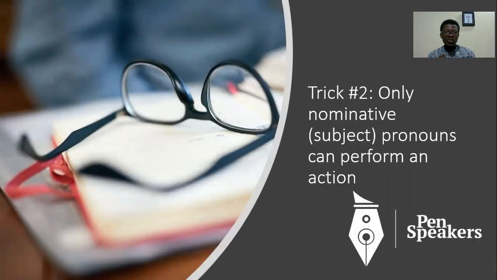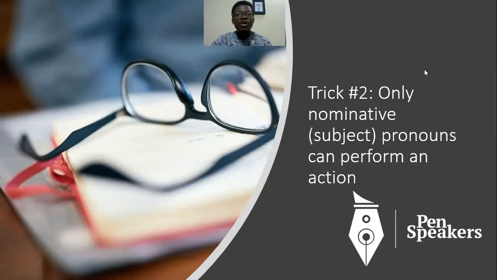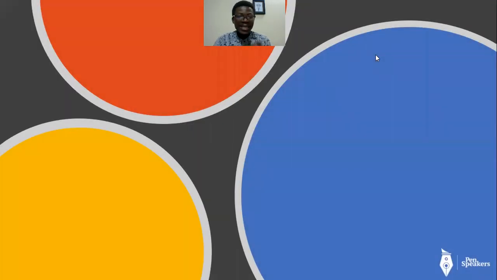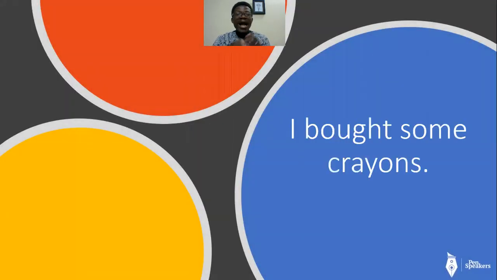Trick number 2 says what? Only nominative, meaning only subject pronouns, can perform an action in any given sentence. So, what do I mean by that? Take a look at this sentence, for instance. I bought some crayons. I bought some crayons.